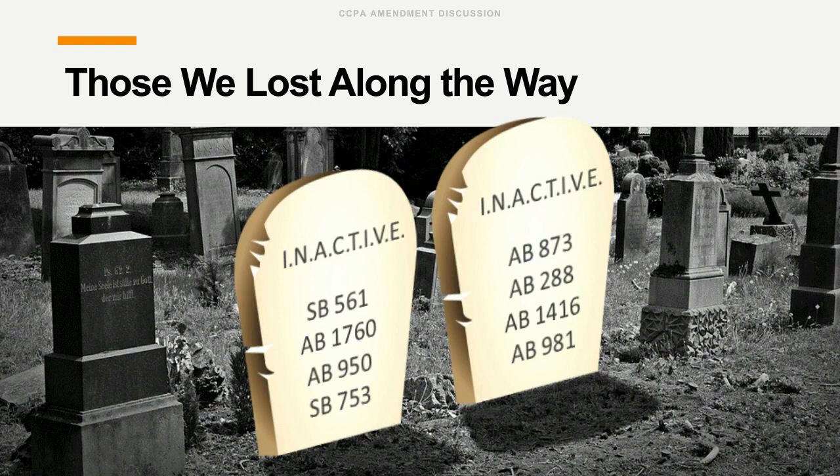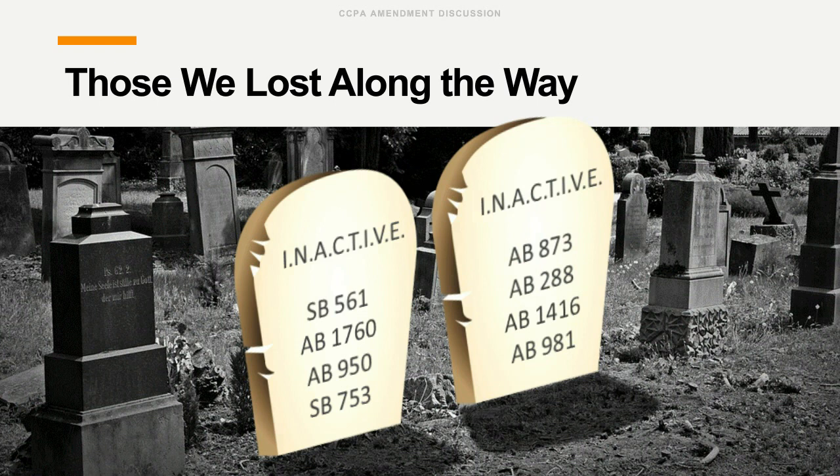To touch on these quickly, probably most notably SB 561 and its close relative AB 1760. Both of those bills would have created a private right of action for any violation of the CCPA, and these bills were being very closely watched at the beginning of the year when they were introduced, because currently the CCPA only provides a private right of action for data breaches in certain situations, but no private right of action for broader violations of the CCPA in general.